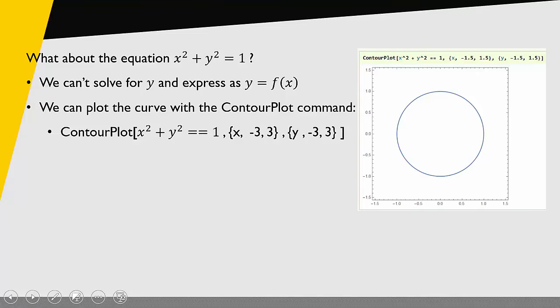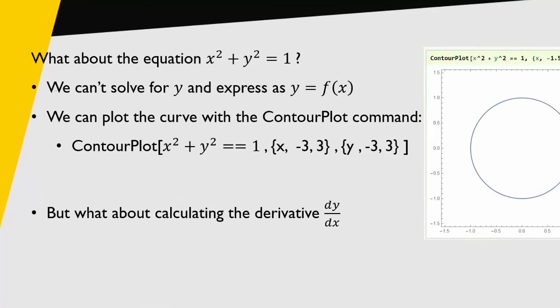Now if we look at this plot though, we can see that it is just a curve, and so I should be able to go to any point on this curve and generate a tangent line. And that tangent line would have a slope. So I expect to be able to calculate the slope of the tangent line, but if I can't solve my equation for y, how do I calculate dy dx? Well, the answer is we'll use implicit differentiation.